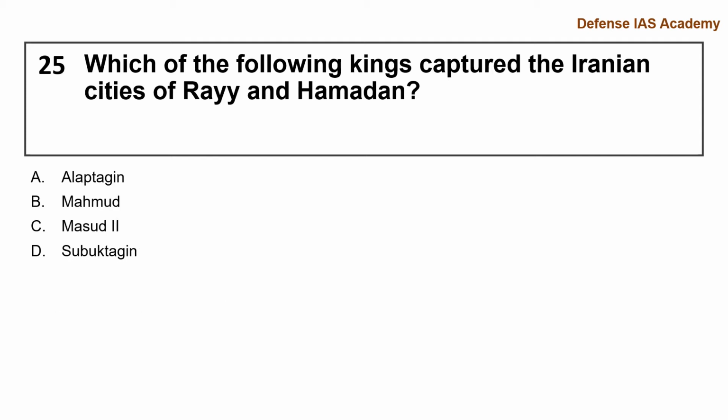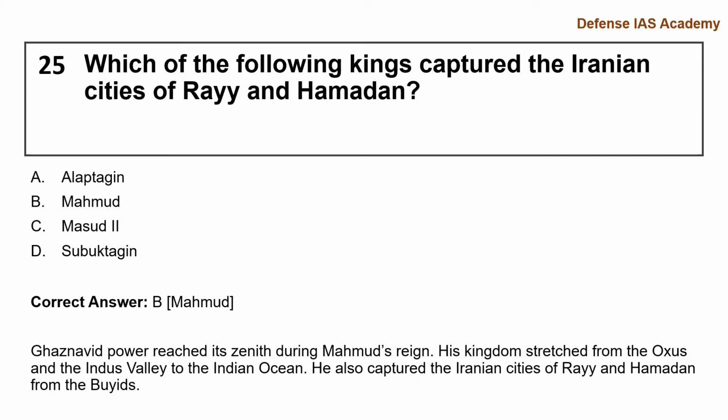Question number 25. Which of the following kings captured the Iranian cities of Ray and Hamadan? The correct answer is option B, Mahmud. Ghaznivide power reached its zenith during Muhammad's reign. His kingdom stretched from the Oxus and the Indus Valley to the Indian Ocean. He also captured the Iranian cities of Ray and Hamadan from the Buyids.